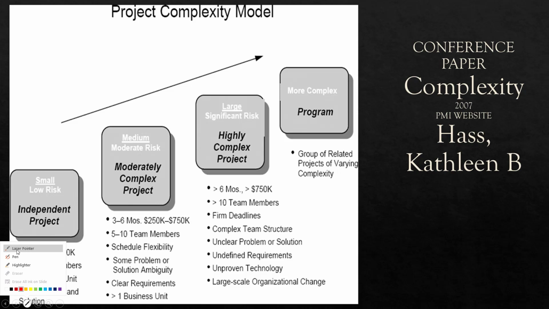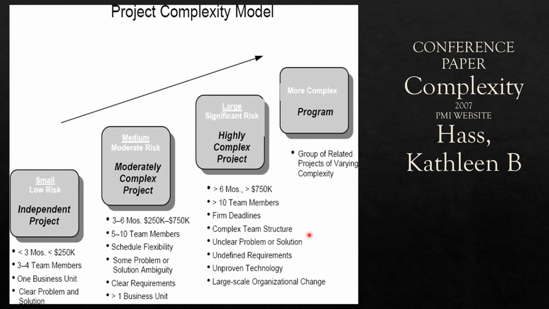And then you go to moderately complex projects. Duration is 3 to 6 months, up to 750K, 5 to 10 team members. Then you have schedule flexibility, some problem or solution ambiguity, clear requirements, and 1 business unit. Then you go to highly complex projects. It is more than 750K, more than 10 team members. You have firm deadlines, complex team structure, unclear problems or solutions, undefined requirements, unproven technology, large scale organizational change. And then we go to programs.